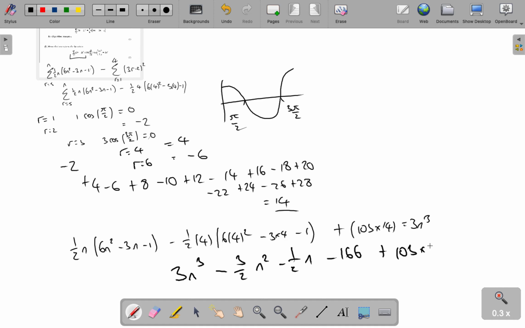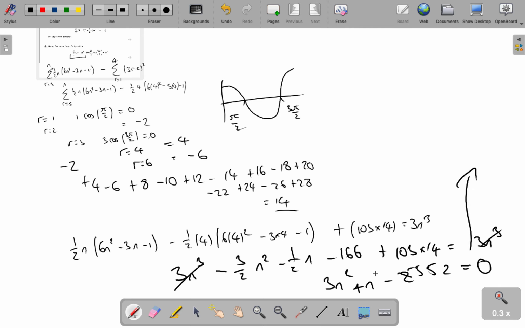And that's equal to 3n cubed. We move the 3n cubed to the other side, they cancel out, and then we can multiply everything by 2. If you do the algebra, you end up with 3n squared plus n minus 2552 equals 0. Then you plug this into your calculator, or you could use the quadratic formula, to get n is equal to 29, and that gives you your result.